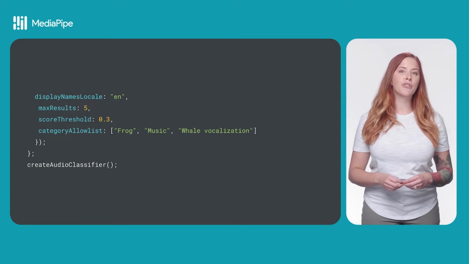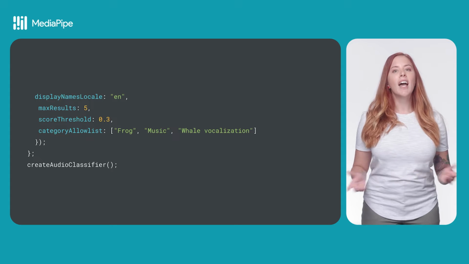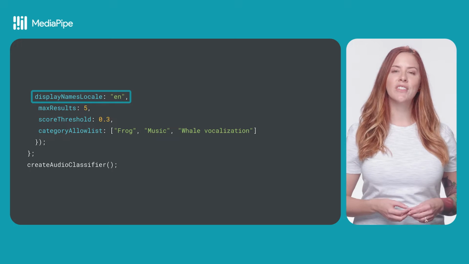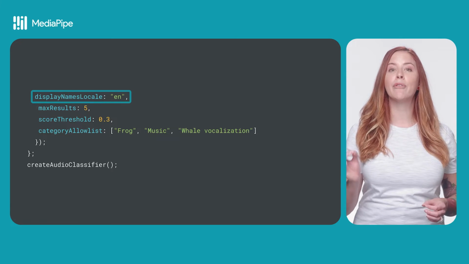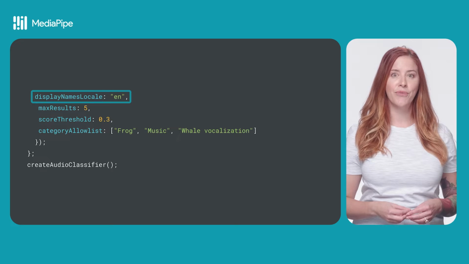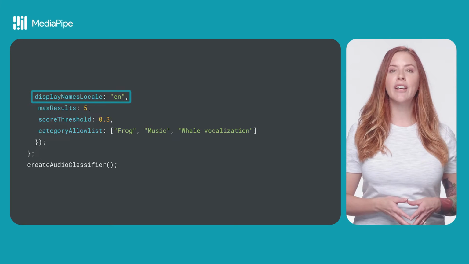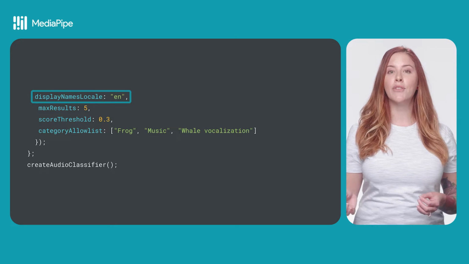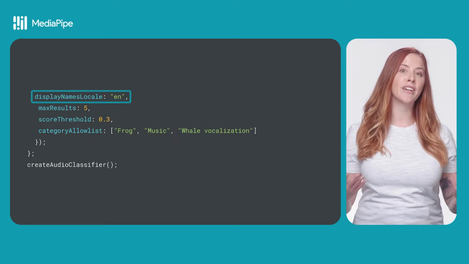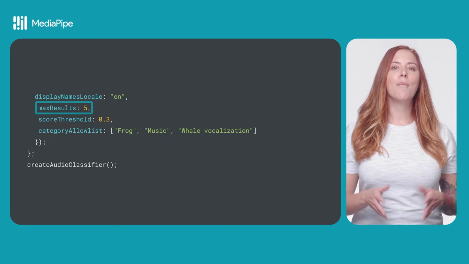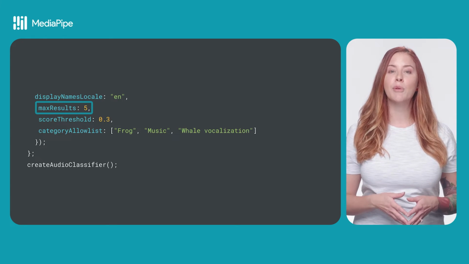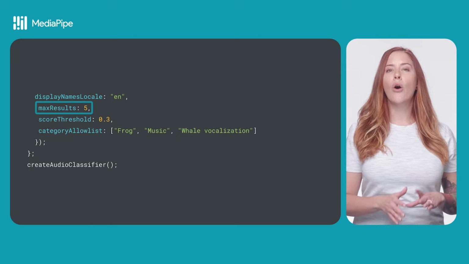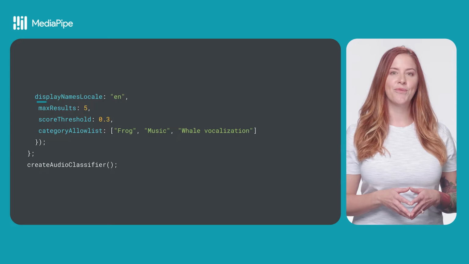You can also provide optional parameters with your initialization. I've included them here so you can see their format. Display names locale sets the language of labels to use for display names provided in the metadata of the task's model, if it's available. The default value is EN for English. You can add localized labels to the metadata of a custom model using the MediaPipe Metadata Writer API. Max results sets the optional maximum number of top-scored classification results to return. If the number is less than 0, all available results will be returned.